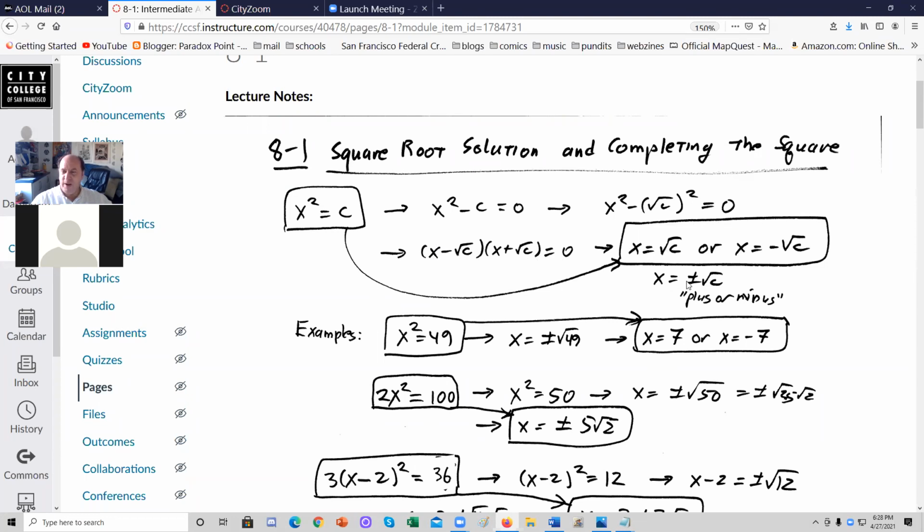Sometimes we abbreviate that by writing x equals plus or minus root c. So this plus or minus means two numbers, really. So for example, x squared equals 49 means x equals plus or minus root 49, which is x is 7 or x is minus 7. Or x is 7 or minus 7.